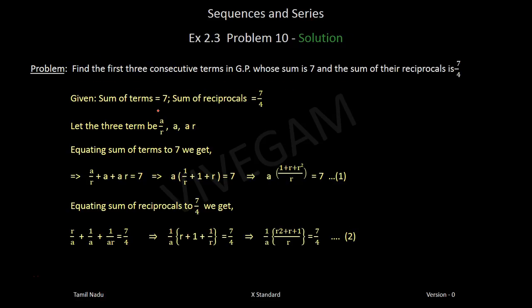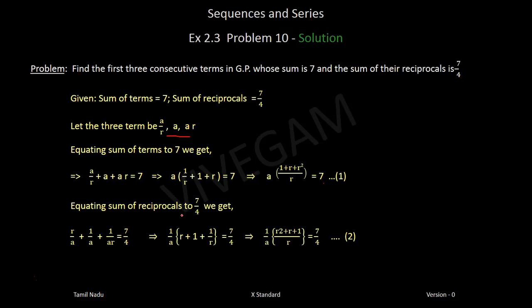The sum of the terms is 7, sum of the reciprocals is 7 by 4. We are assuming the terms to be A by R, A and AR. So A by R plus A plus AR equal to 7. Take A commonly out, you will get 1 by R plus 1 plus R equal to 7. Take R as LCM, so it will become A into 1 plus R square divided by R equal to 7. This is equation 1.